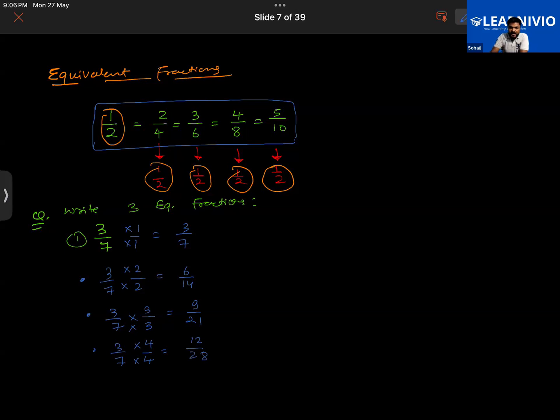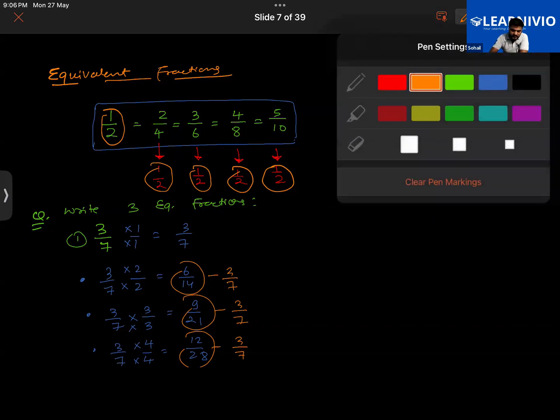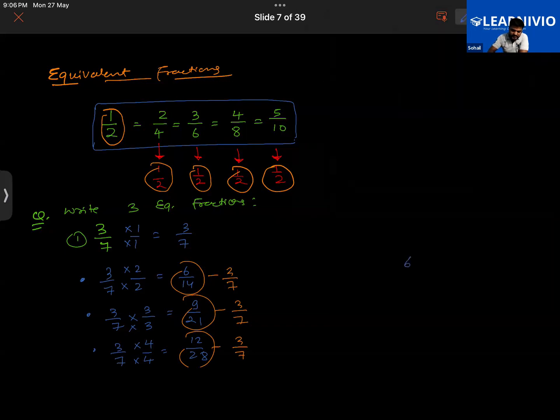Now, are all of them same when we simplify them? After simplification, 6 upon 14 will become 3 upon 7. This will also become 3 upon 7. This also becomes 3 upon 7. You know how to simplify the fractions now? No. Okay. See, for example, there's a number 6 upon 14. Now, you can write 6 like this, 2 times 3.